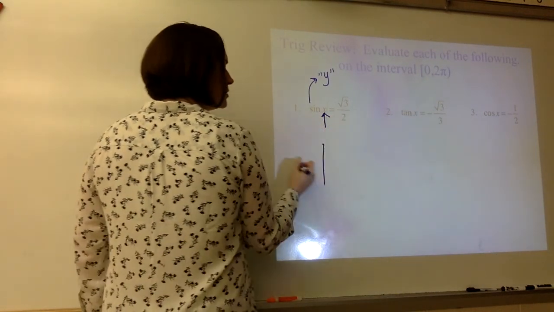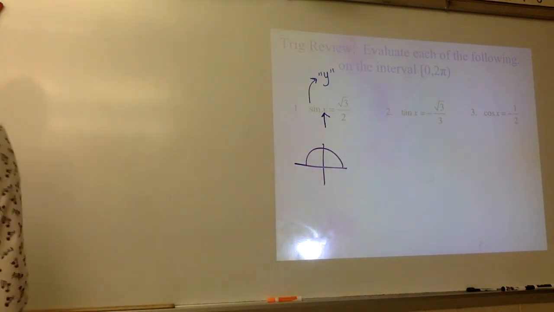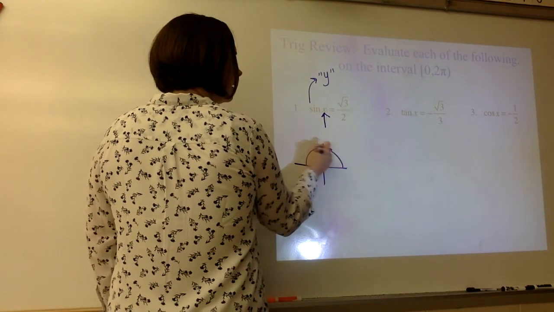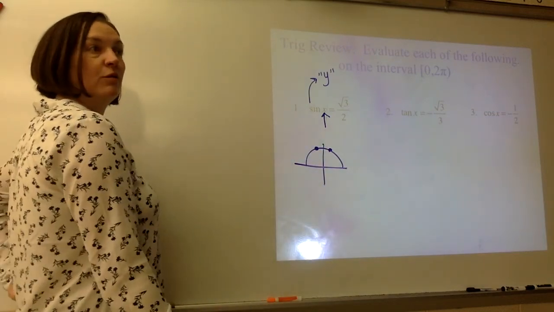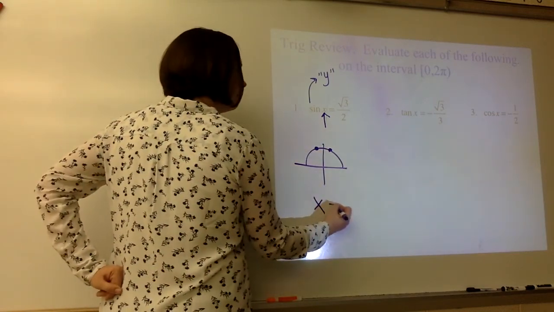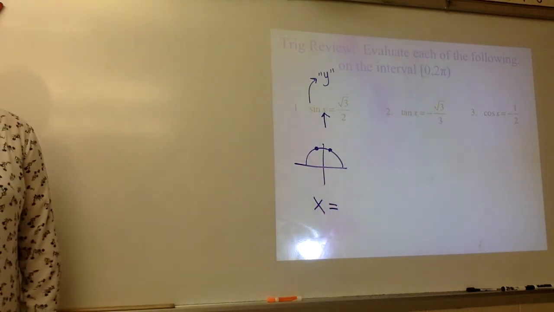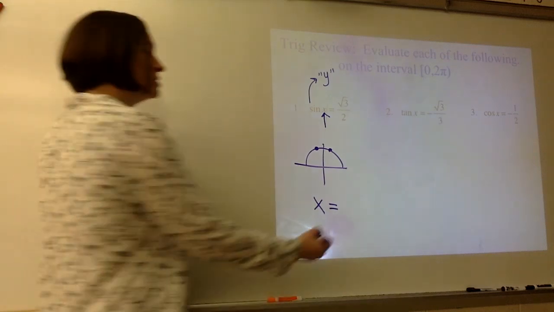The next thought process would be, well, y is positive in quadrants 1 and 2, so my answers need to come from those two quadrants. Where do I have a y value that is positive root 3 over 2? The taller triangles. So what are those two values in radians? X is equal to what? What are those locations? Oh, been forever. Pi over 3 and 2 pi over 3.